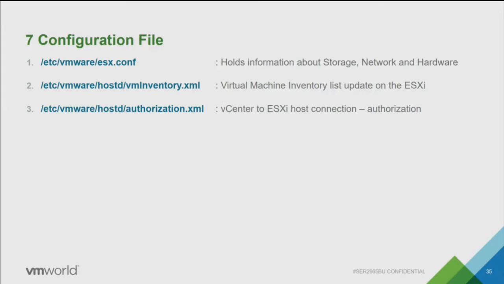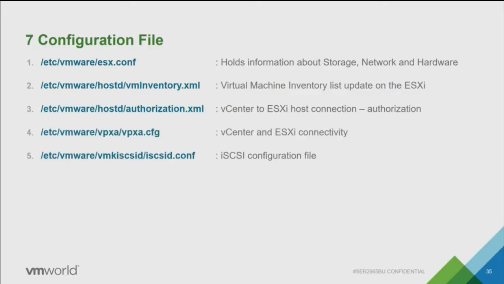Now, inventory.xml has the record of the different virtual machines in your ESXi box. If this file is corrupt or has gone bad, you will see the VMs going inaccessible. You will not see the VMs getting registered themselves as well. The next file is authorization.xml. This is the file that initiates or authorizes the connection between the ESXi host and the VC. If this file has gone bad, the connection never establishes.